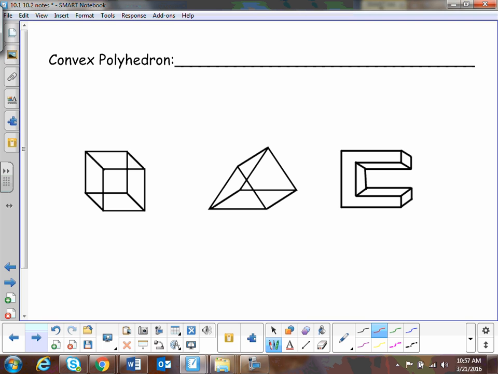Alright, so a convex polyhedron is this one right here. Okay, so write your definition in your own words. What would be a good one? What would be a good definition that you could say in your own words? It doesn't have to be all geometry, big terms. Yeah, in your own words.